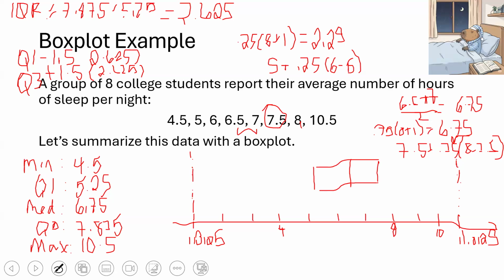All right, now we go down to the lowest data point inside the interval. That's 4.5. Put our whisker there. The biggest inside the interval is at 10.5. So put our whisker there. We have no outliers. Oh my goodness, all that work. Let's see how to do it on Excel.